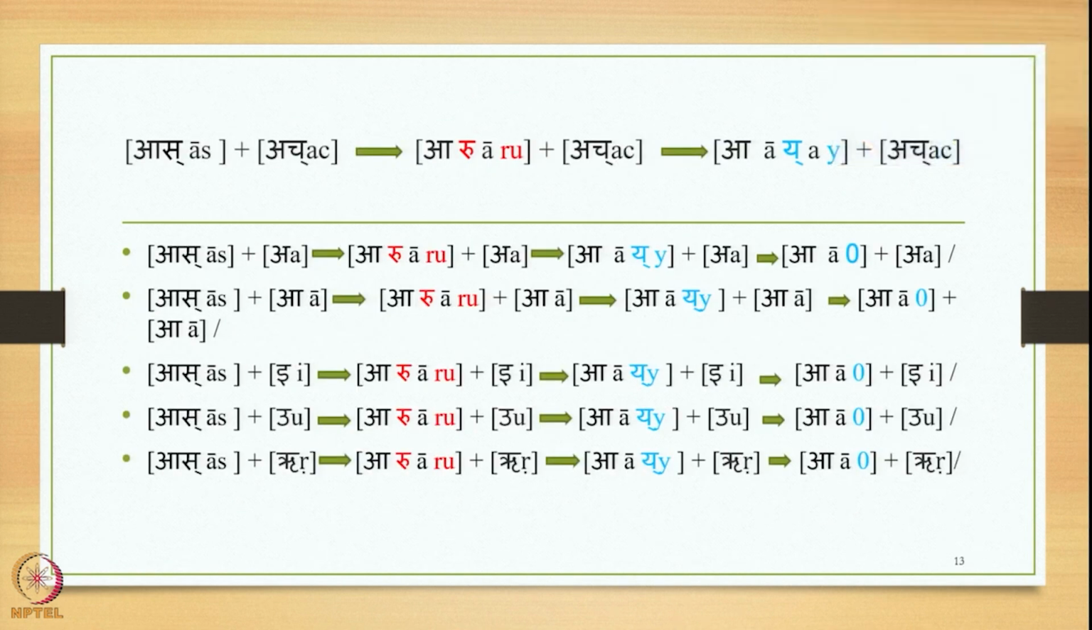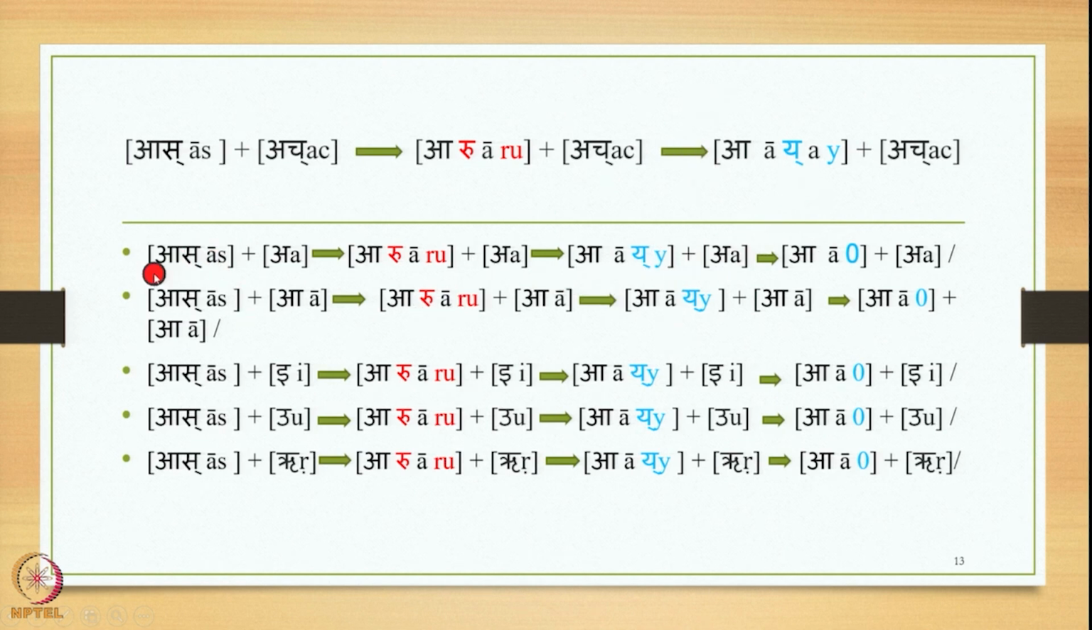Now here are the template examples. First we take the examples where ach is the right hand side environment. So we have as plus ach as the basic input. This sa gets substituted by ru, so we have aru plus ach, and this ru gets substituted by ya, so we have ayach, and then this ayach becomes the input, and then what happens? Then this ya gets substituted by 0 optionally. This is what this particular set of template examples states.